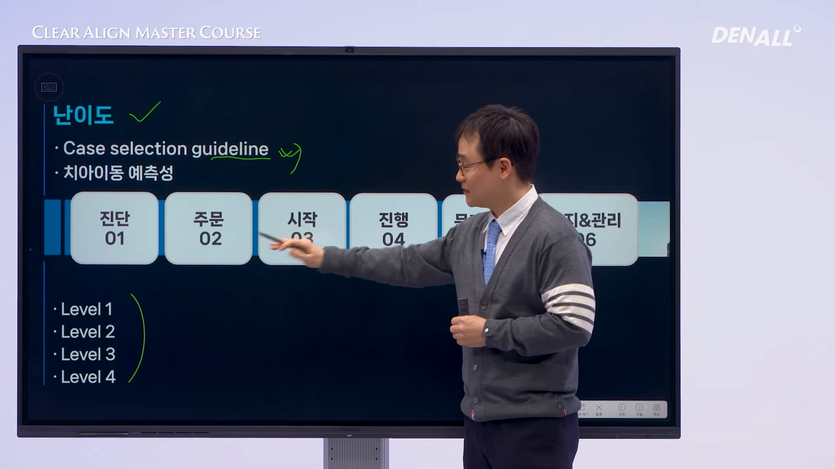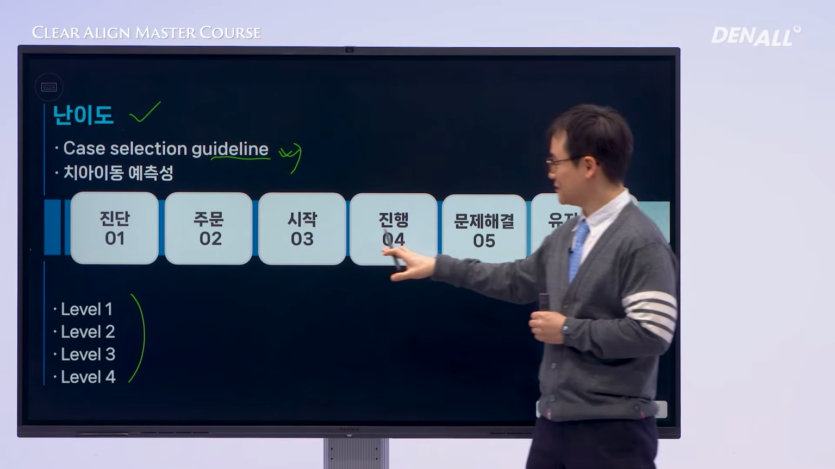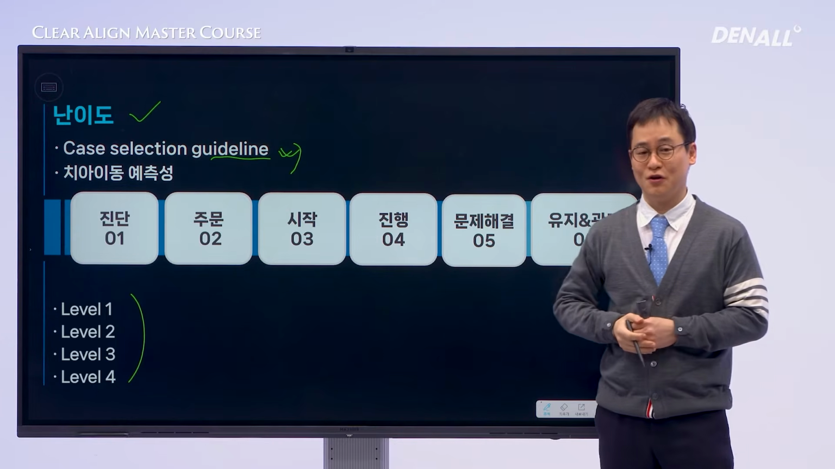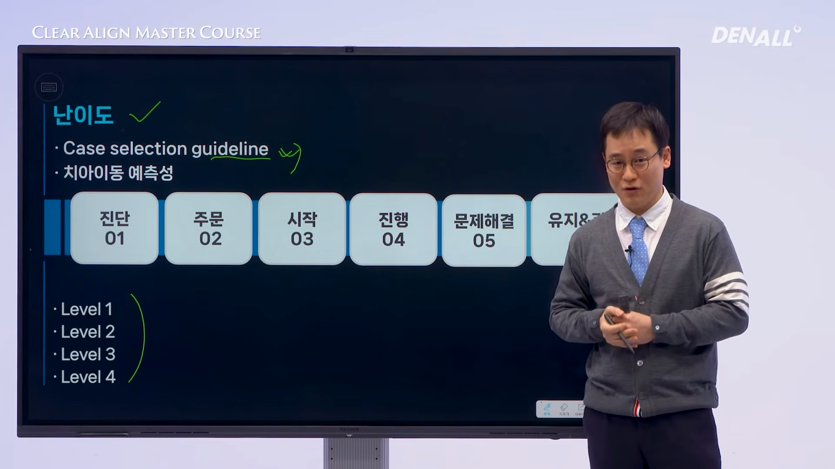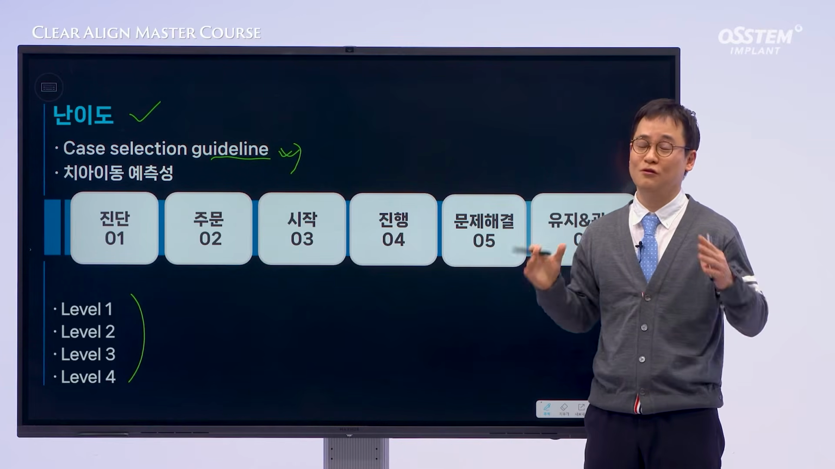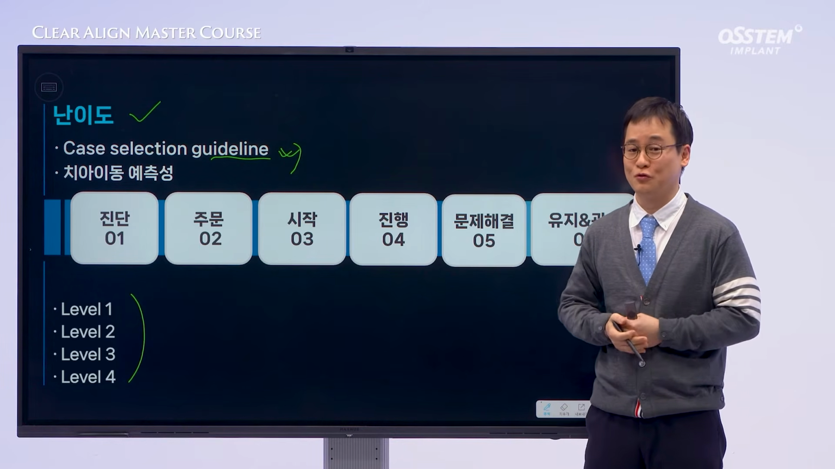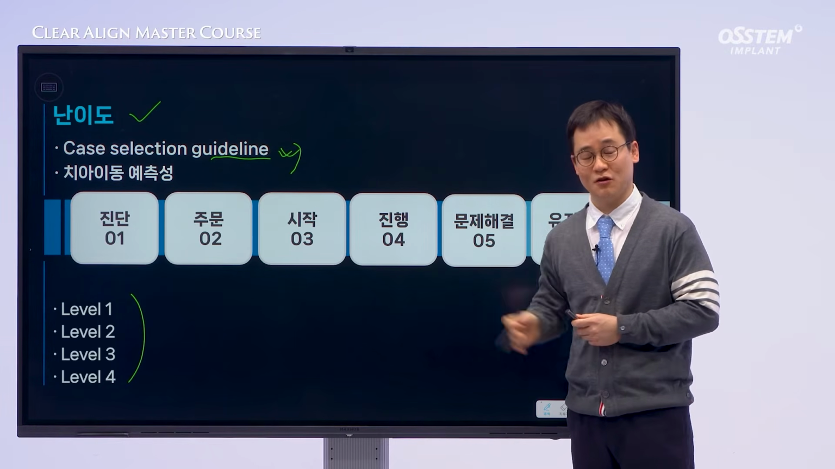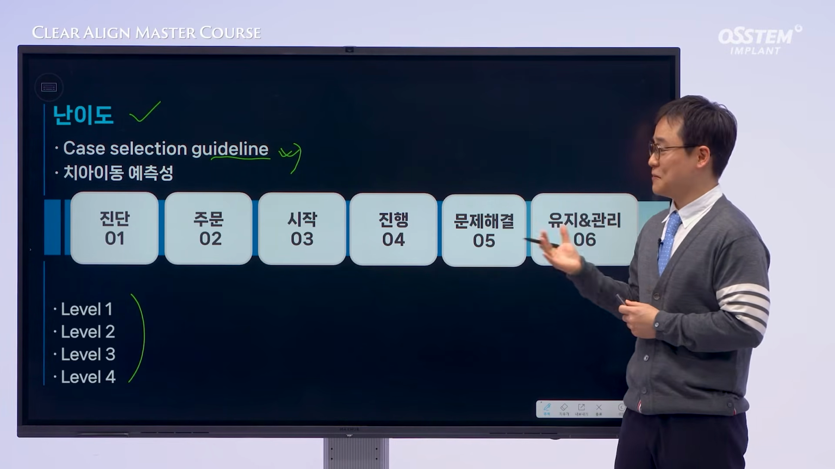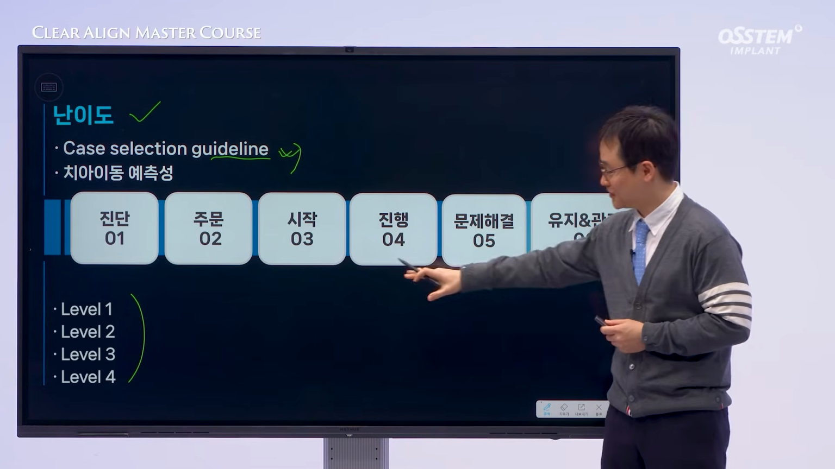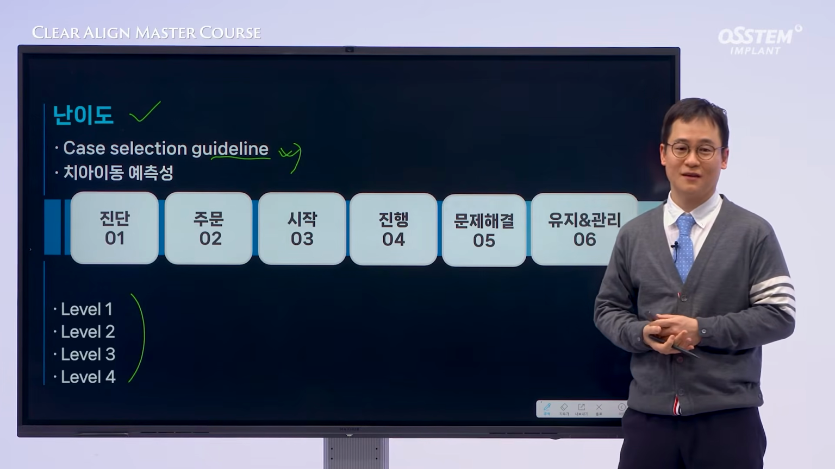And then, we go through 6 key topics: diagnosis, ordering, treatment initiation, treatment progress, addressing potential issues, and retention. By studying each topic step by step, and gradually building on them, you'll be able to perform more effective clear aligner treatment. So please make sure to keep this chart in mind. I will refer back to this chart throughout the course. You'll need to keep building on it.